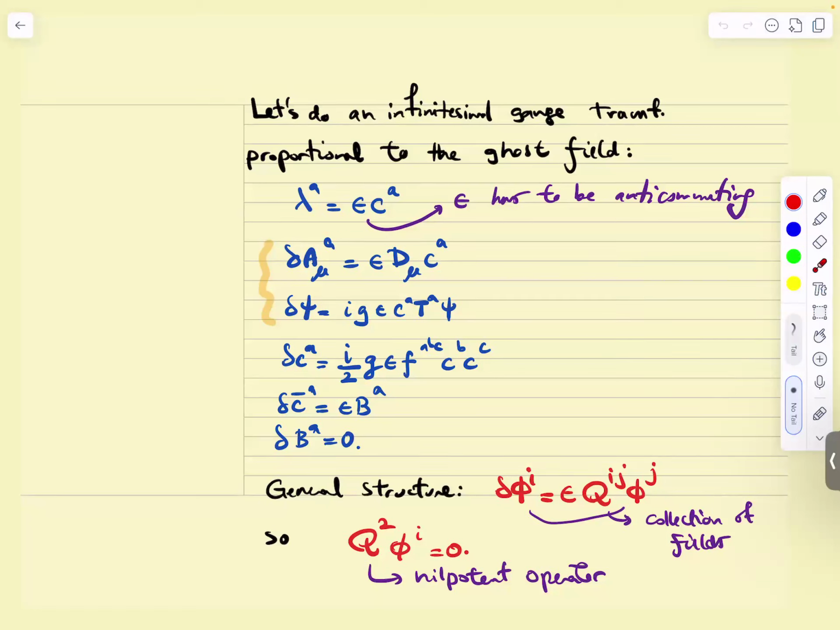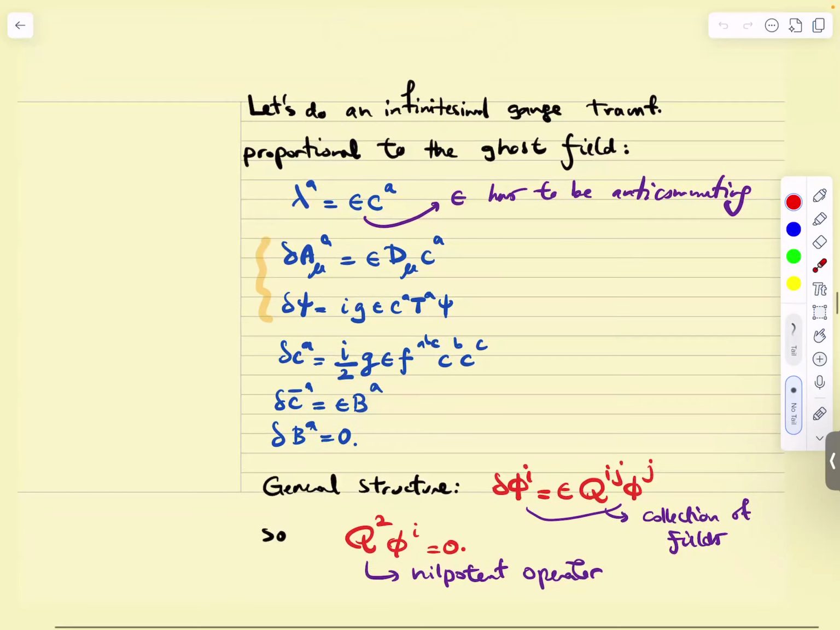It's proportional to something that's anti-commuting. Anti-commuting squared is 0. Right? So that is the idea. The idea is to have an operator that squares to 0, and you do that by introducing this anti-commuting variable. All right, everybody's with me?